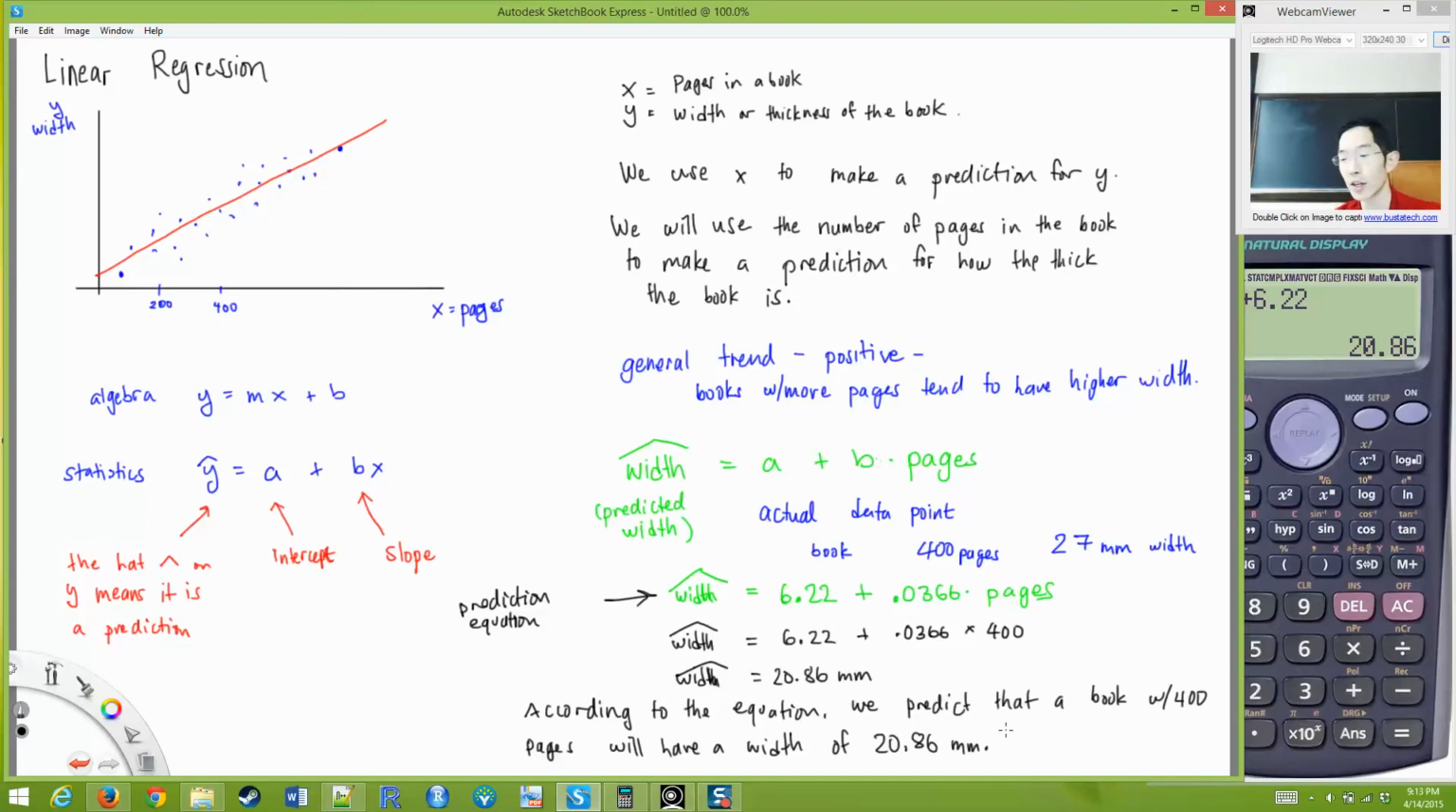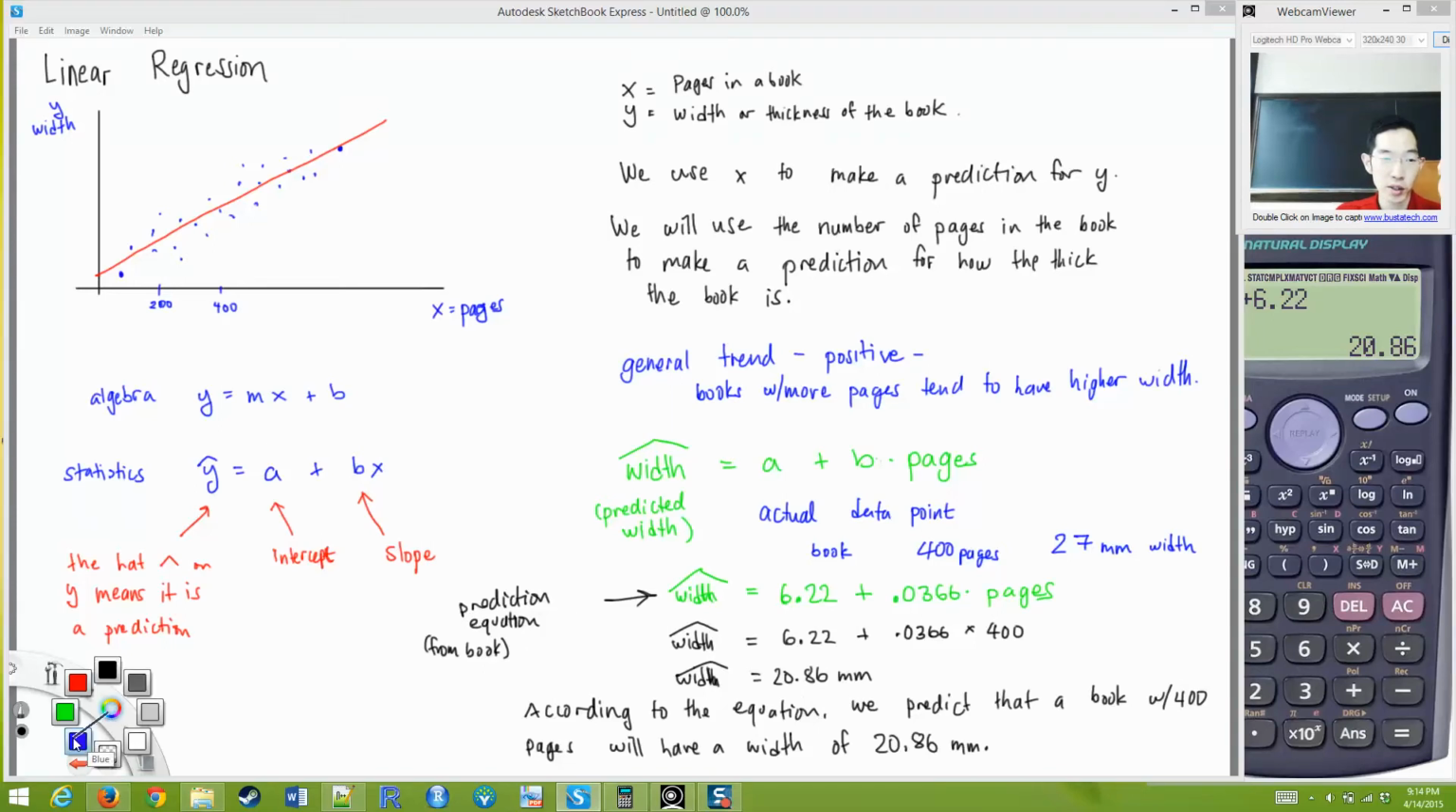Yeah, those I just pulled from the book. Okay, I'll explain how we get those numbers later. But at this point, don't worry about where 6.22 and 0.0366 came from. This is the prediction equation, and it came from the book. We plug in 400 for pages and do our calculation, and it says we predict that a book with 400 pages will be 20.86 millimeters.